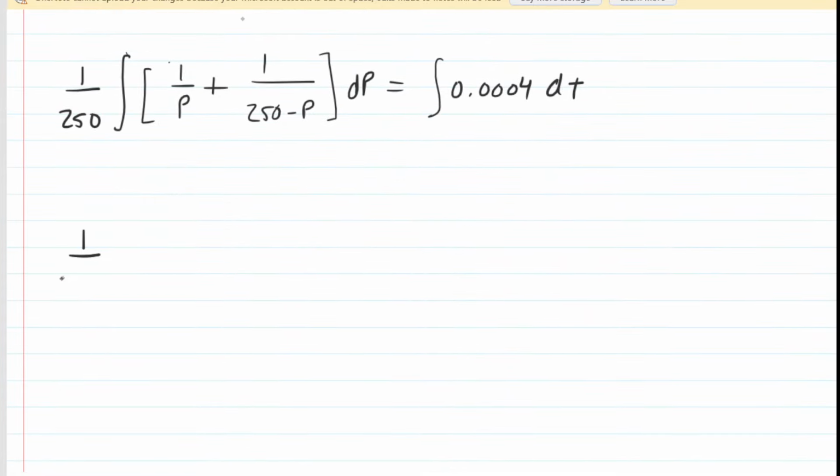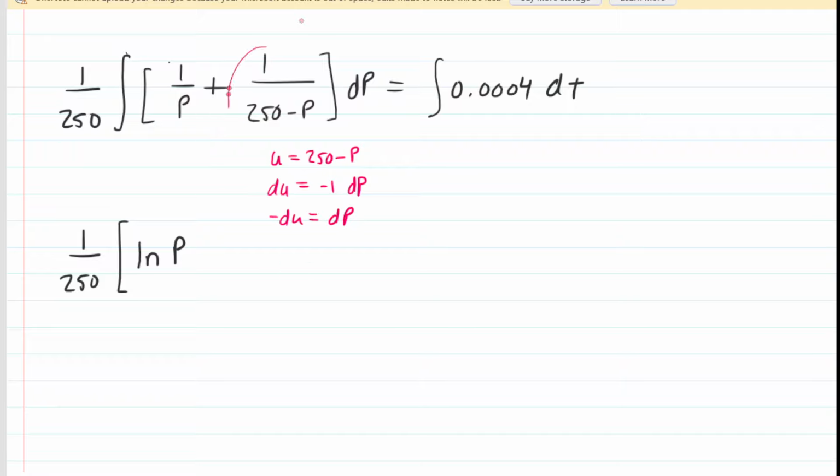Now, the first integration is 1 over p with respect to p. So most of us know that that's going to be the natural log of p. As for the second one, we can do a bit of a shortcut for that, but we also might want to do a quick u substitution. So we can let u equal 250 minus p. We differentiate. We get du is equal to negative 1 dp, and then divide both sides by negative 1, and we have solved for dp.